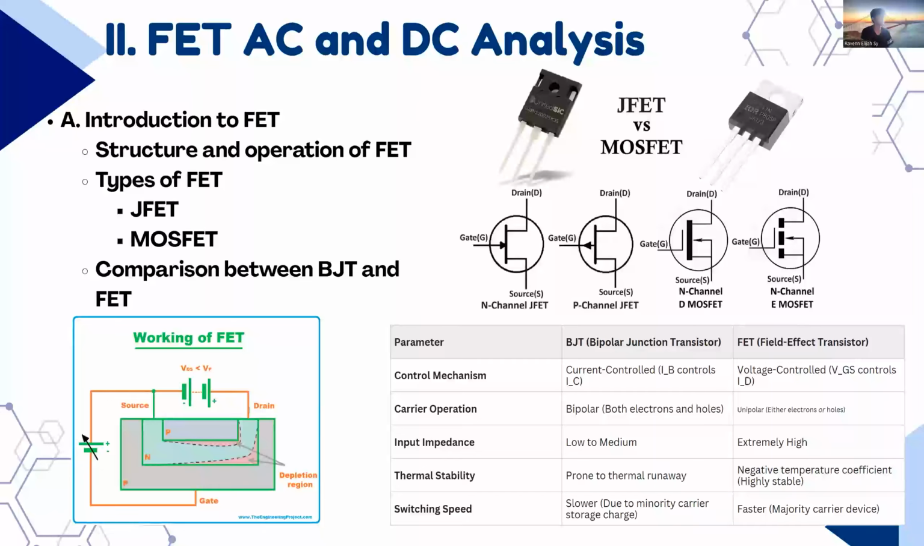operating exclusively in the depletion mode. Applying a reverse bias voltage to the gate widens the depletion region, narrowing the channel and restricting carrier flow until the channel pinches off completely.